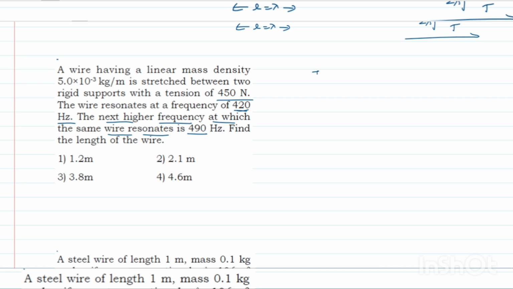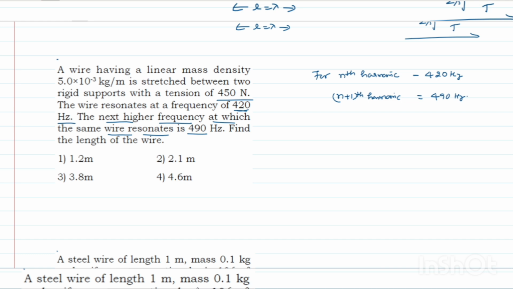So for the nth harmonic, if it is giving 420 Hz, students, then for the next higher one, in the sense here we can call it the (n+1)th harmonic, it is given as 490 Hz.